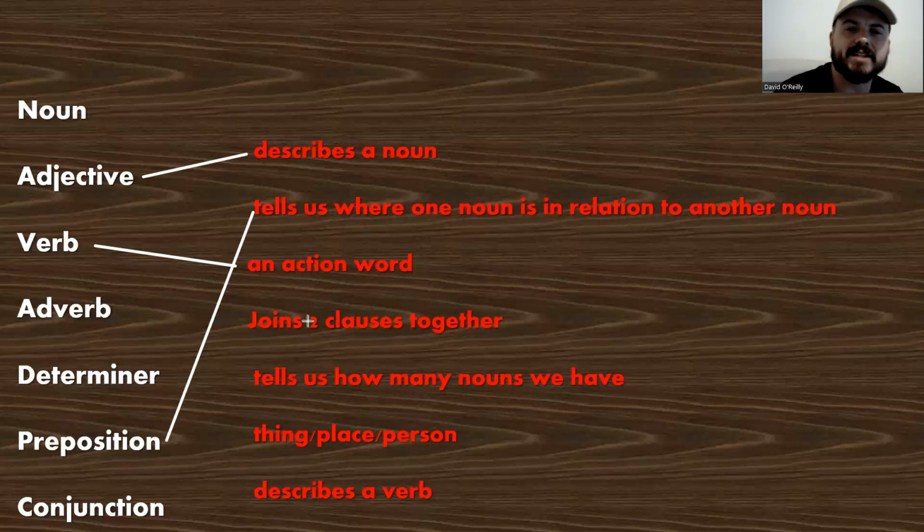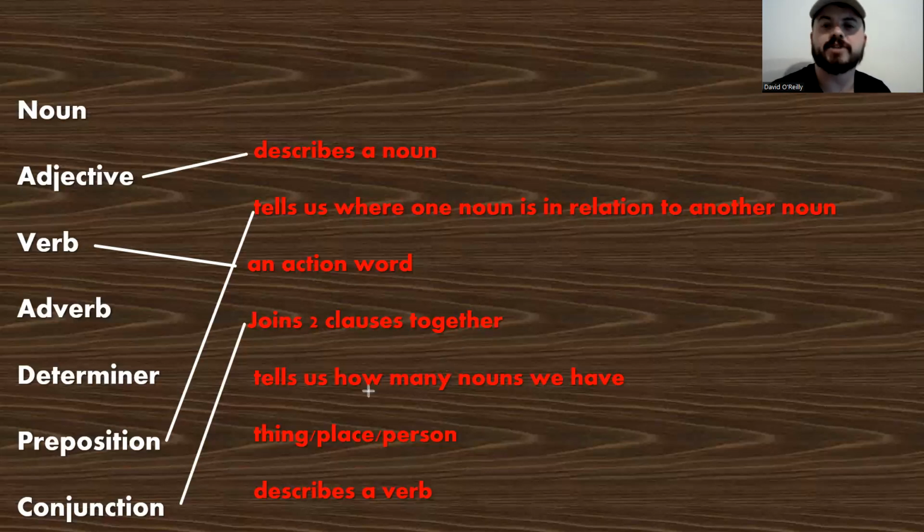The next definition is joins two clauses together. So say it aloud. Which one of these joins two clauses together? And remember, a clause just means an idea. Joins two ideas together. Which one is it? It's a conjunction. A conjunction joins two ideas, two clauses together. We're not going to talk any more about that. Just remember the definition for now.